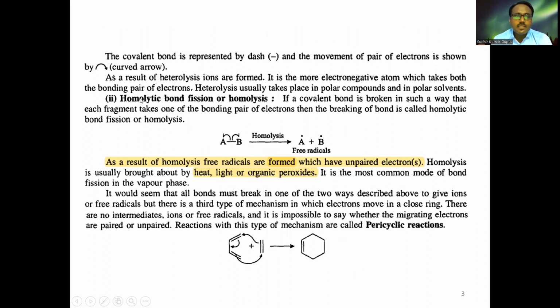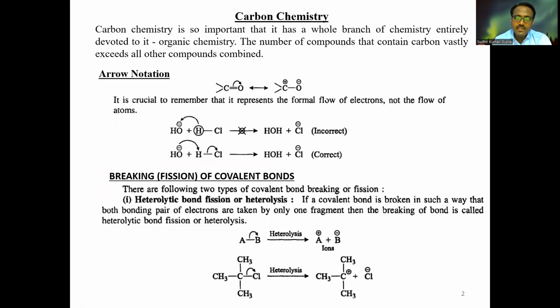Now, similarly, if there is a homolytic cleavage, what does it mean? The covalent bond is broken in such a way that each fragment takes up one of the bonding pair of electrons that was present in the bond. So if AB undergoes homolytic cleavage, each of these atoms will take their share of electrons. Both will have one unpaired electron, and that is the formation of free radicals. So in homolysis, we get a pair of free radicals, but in heterolytic cleavage, we get ions.